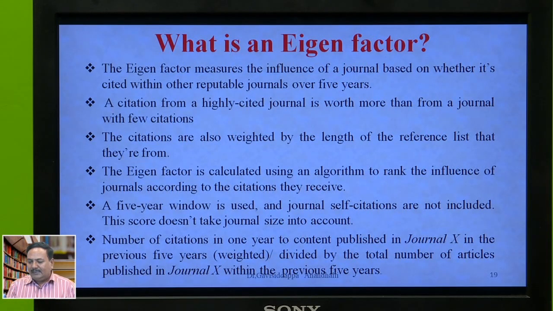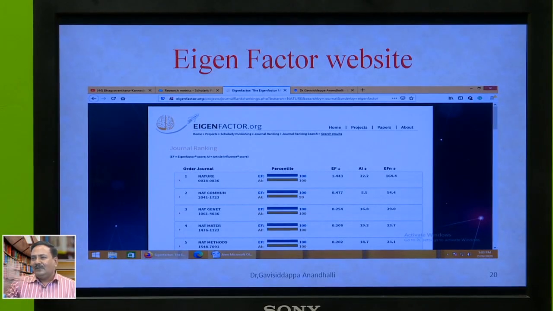The number of citations in 1 year to the content published in journal X in the previous 5 years, weighted, divided by the total number of articles published in journal X within the previous 5 years. Similar also. So, for example, if you want to calculate the Eigenfactor, maybe about 2.3 or 4.6 or 5.6 for the year 2019, it takes the data range of 5 years from 2014 to 2018: number of citations received by the journal divided by the total number of publications published in 2014 to 2018. That gives the Eigenfactor of the given journal.